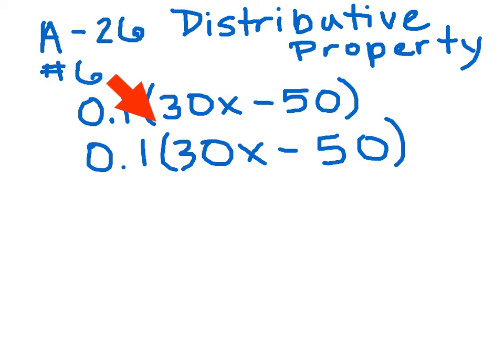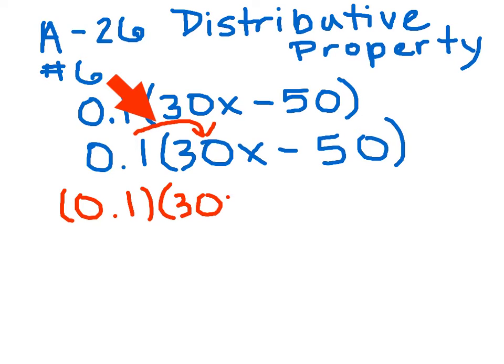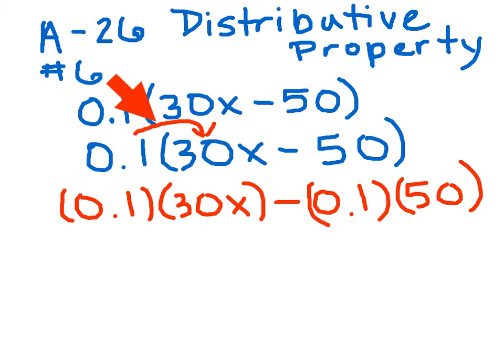Thanks, Dad. So now I'm going to go ahead and distribute. Once again, the parentheses are there to tell me I have to multiply, right? So I'm going to have 0 and 1/10, and I'm going to multiply that by 30x. And then I'm going to do the next part, which is to subtract, so I keep my sign, 0.1 or 0 and 1/10, and multiply it by 50. So I distributed this 1/10 to both numbers inside the parentheses.